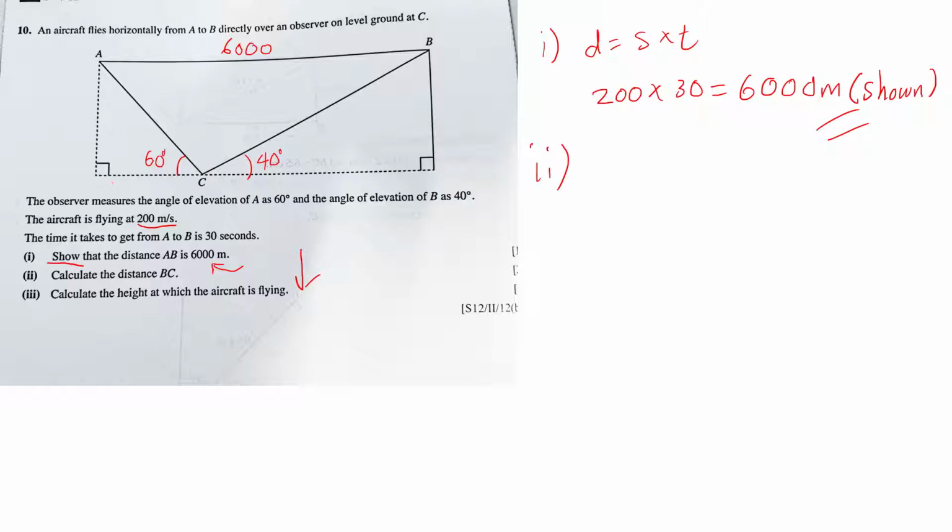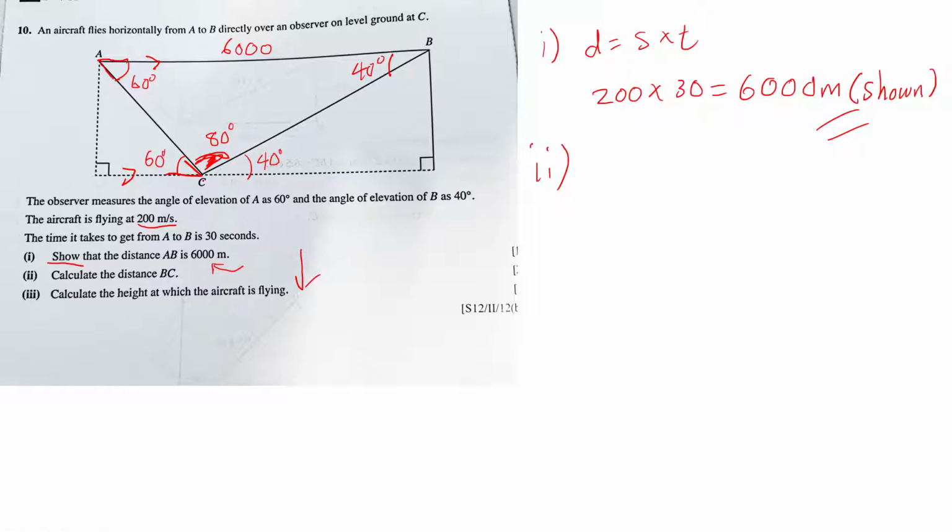Part 2. Calculate the distance of BC. So BC is the hypotenuse of this right angle triangle. What we can do is actually pretty simple. We can actually find out what is this angle. This angle down here is 80 degree because these three angles add up to 180 degree. Then we also know that this angle is 60 degree because of alternate angle. Can you see the Z? The Z is down here. And this angle, which you do need to know, is actually 40. This is also another alternate angle.